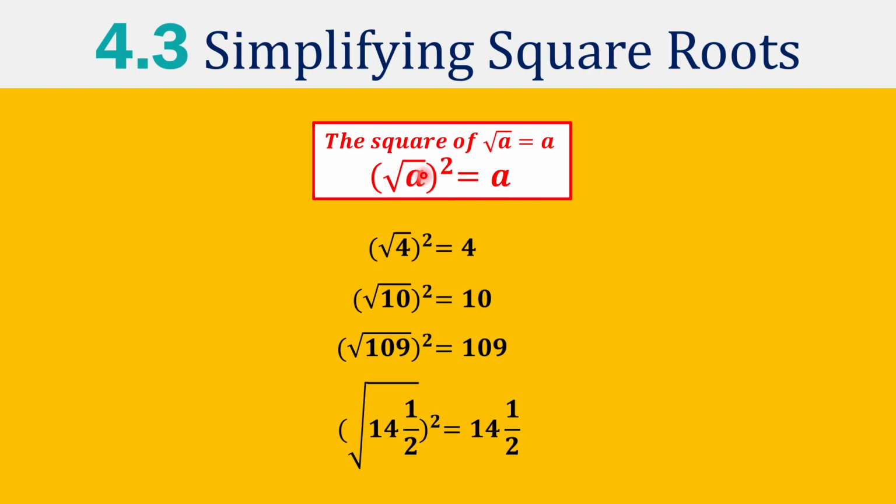So in abstract form, the mathematical notation is the square root of a, squared, equals a. Here, for example, the square root of 4 squared is 4. The root of 10 squared is 10. The root of 109 squared is 109. And the root of 14.5 squared is 14.5. It always just gives you back the original number.